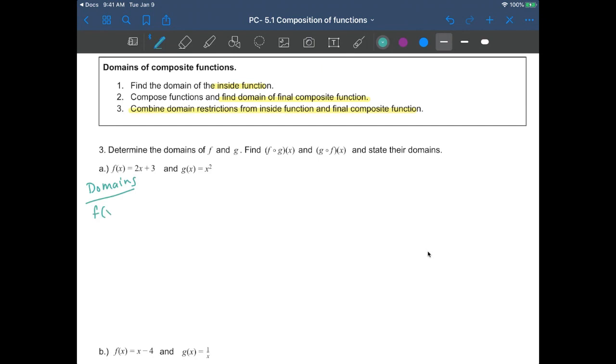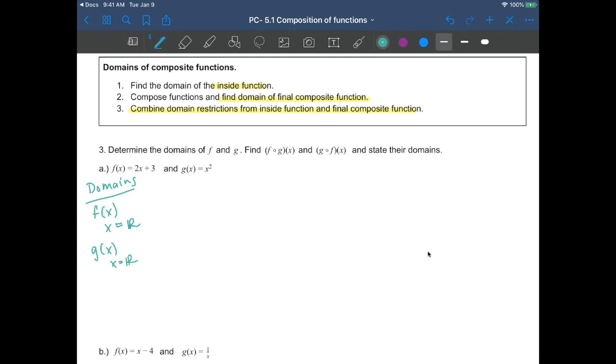So f of x is... x can equal all real numbers, and the y's can equal, f of x, and g of x is x squared, so that can equal all real numbers as well.